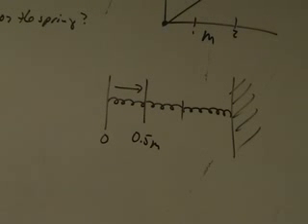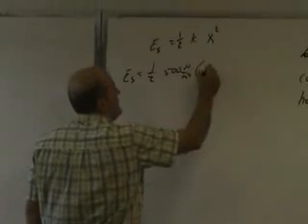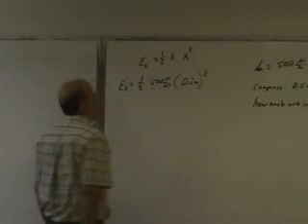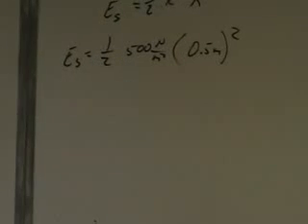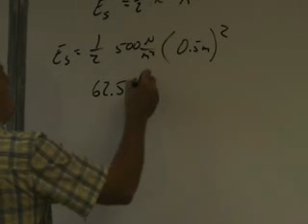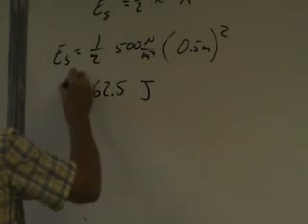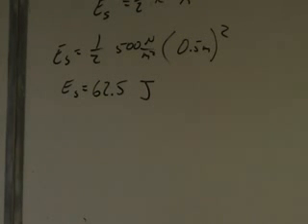So this is just pretty much plug and chug. It's 1/2 K, that's 500 newtons per meter, times 0.5 meters squared. So 25% of 500 is what, 125, times a half, 62.5. Somebody can correct me if I'm wrong, please. 62.5 joules. Yes. Okay, thank you.